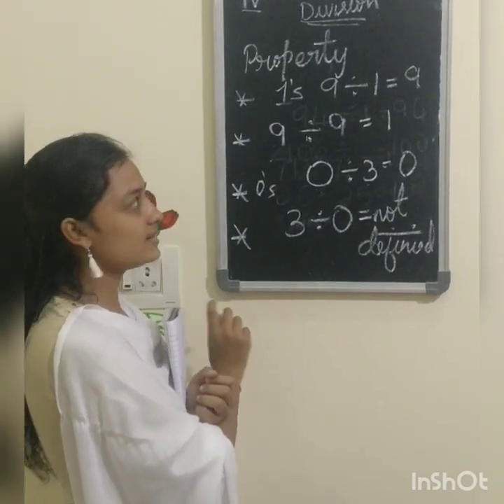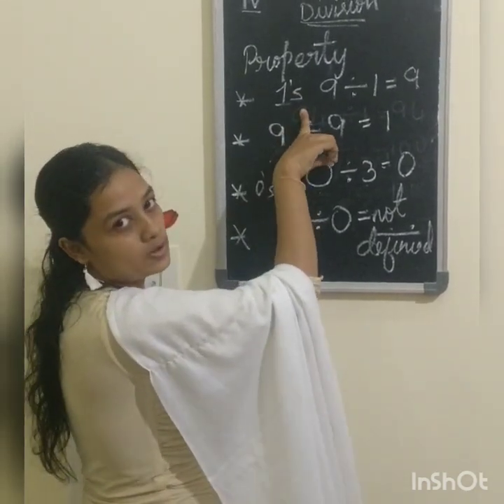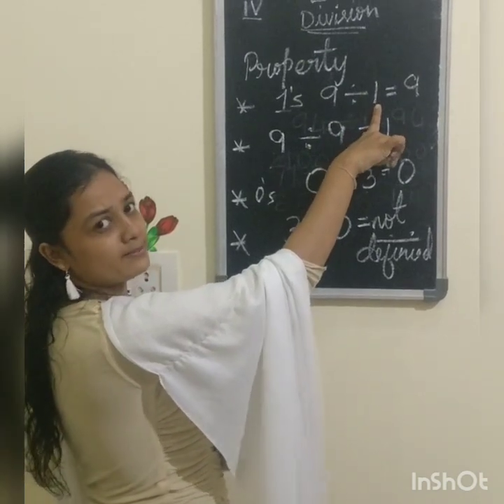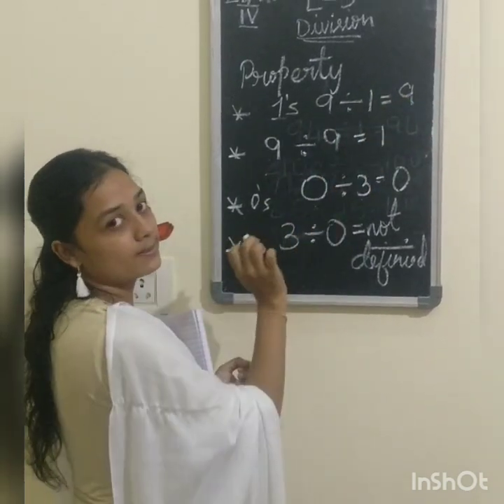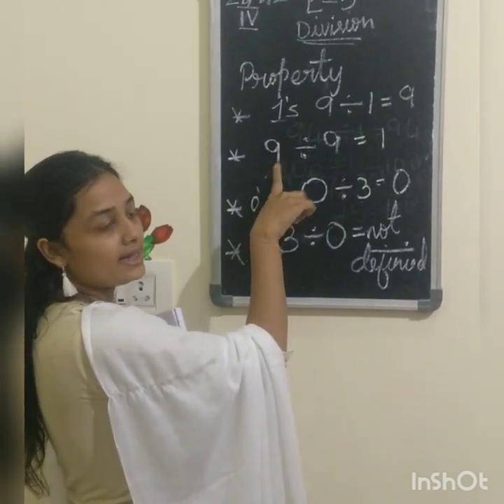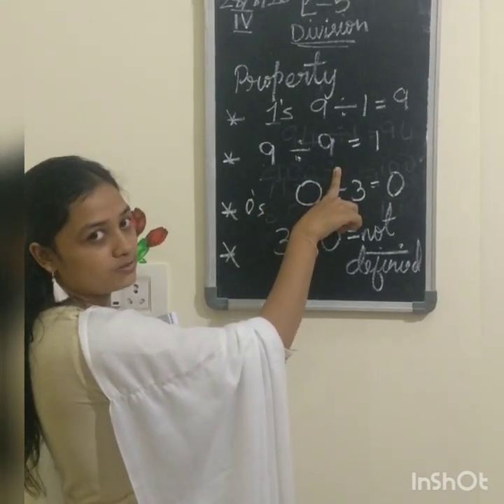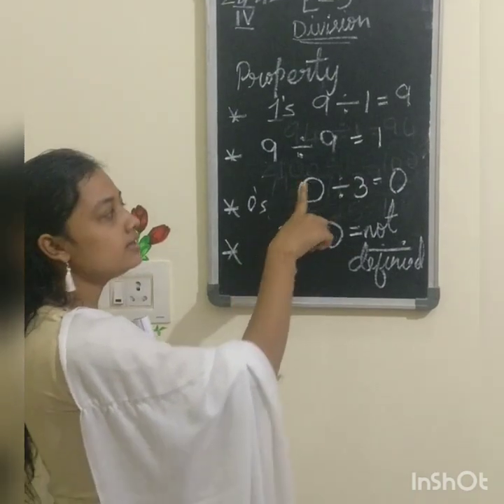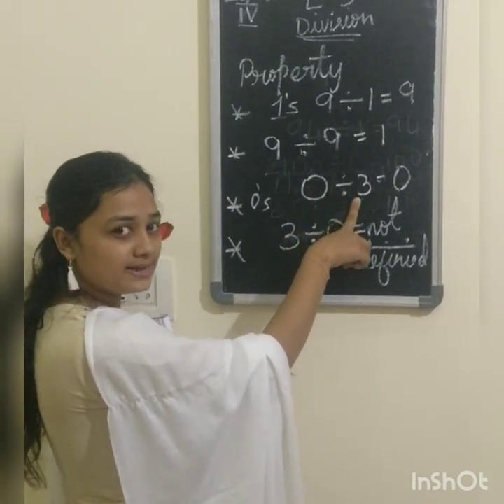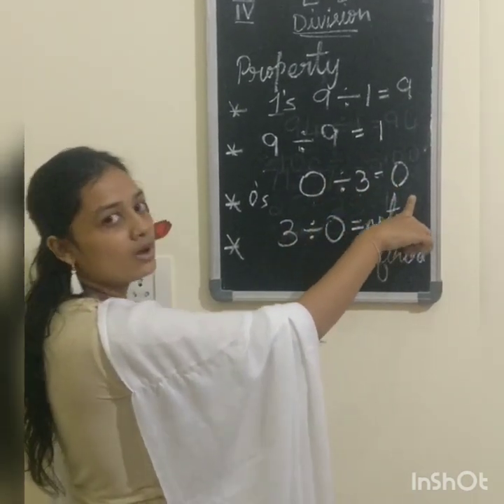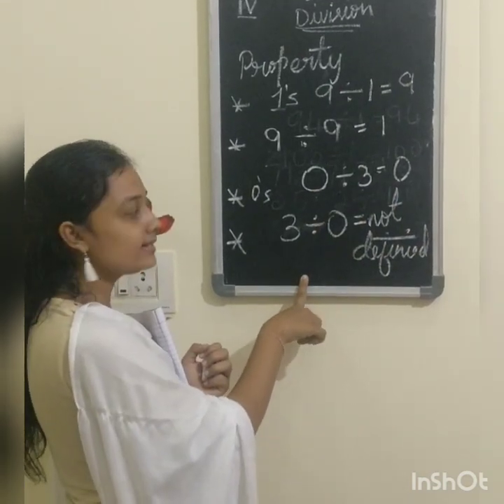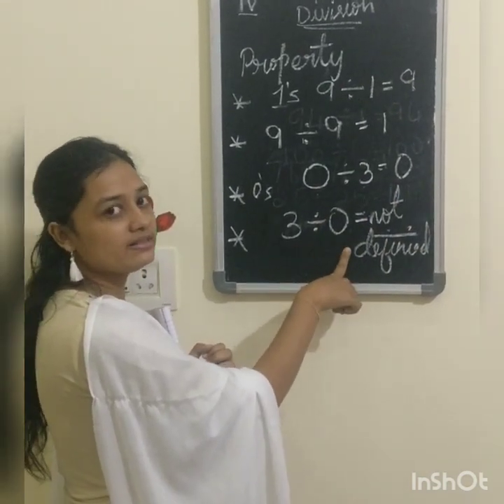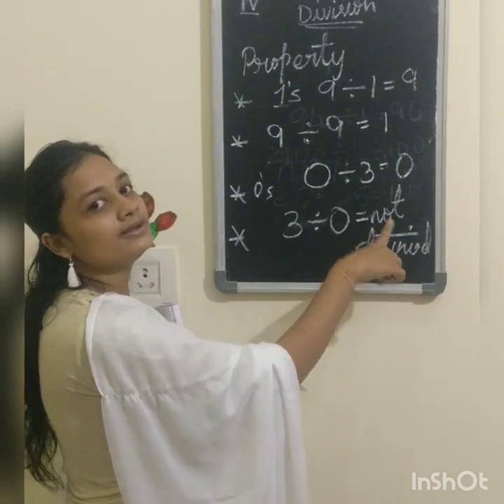Let us revise once. We saw the ones property. Any number divided by 1, we get the same number. Next property, any two same numbers we divide, we get 1. The third property, 0 divided by any number is 0. And the last property is any number divided by 0 is not defined.